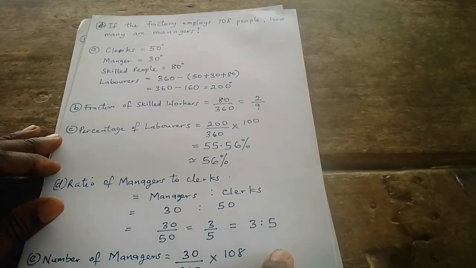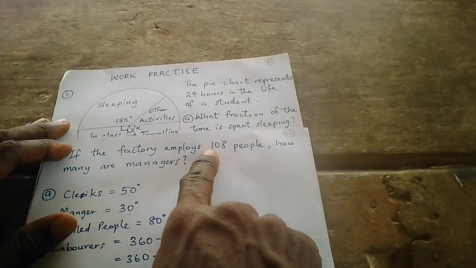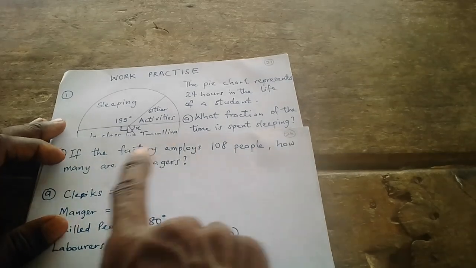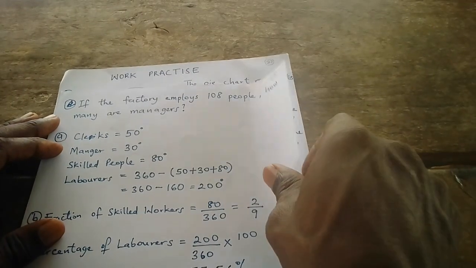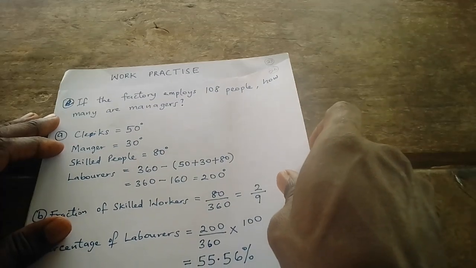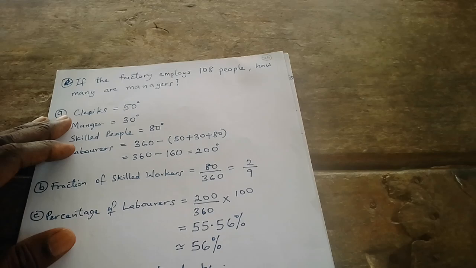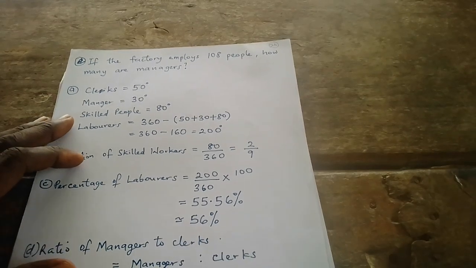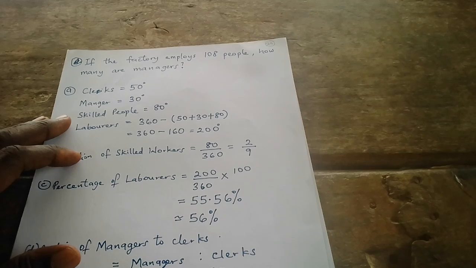Then the last part of the question says, if the factory employs 108 people, how many are managers? So if the population of the people in the factory is 108, how many are the managers?